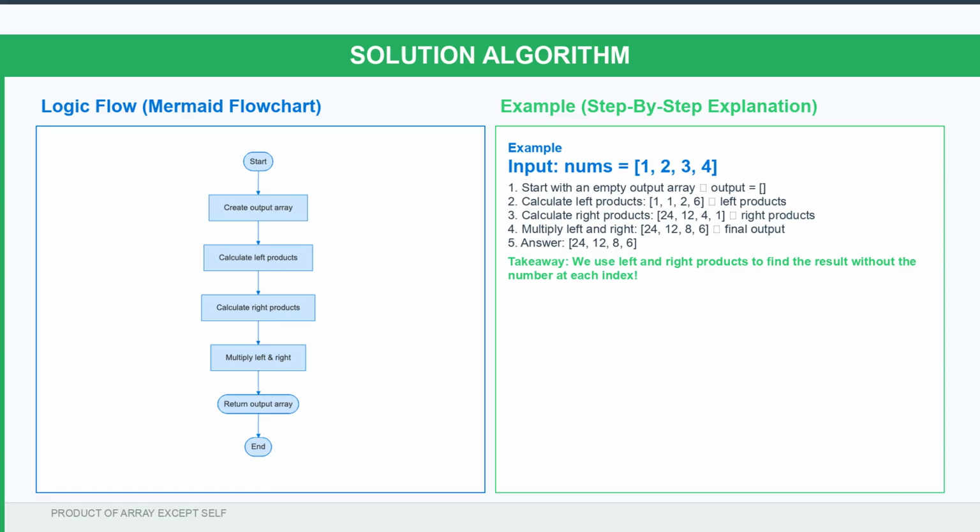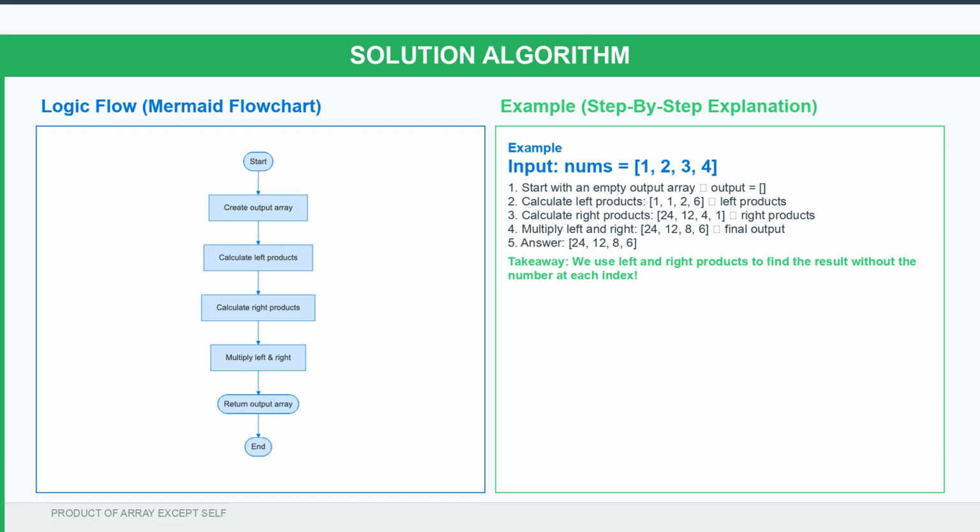To solve the product of array except self problem, we need to create an output array where each element at index i is the product of all numbers in the input array, except for the number at i. First, we initialize an output array filled with ones. This helps us build our results step by step. We also determine the length of our input array, nums.